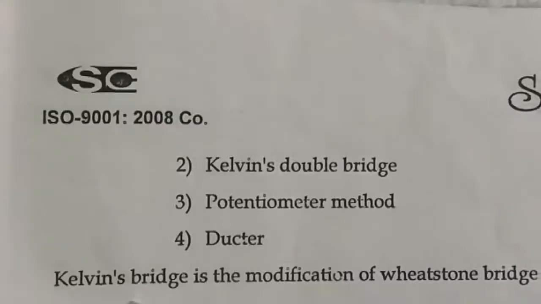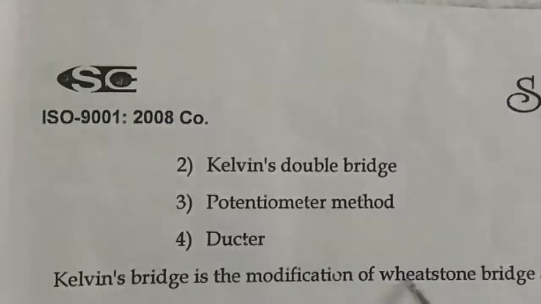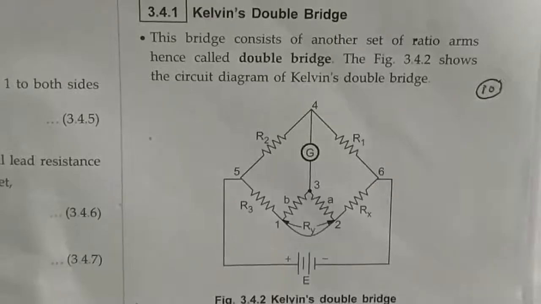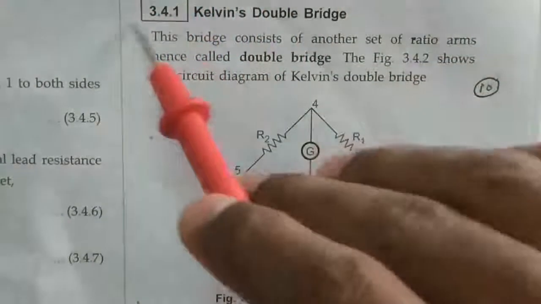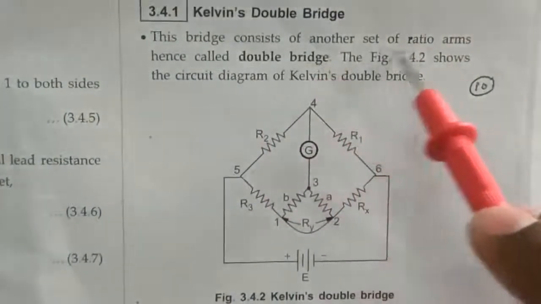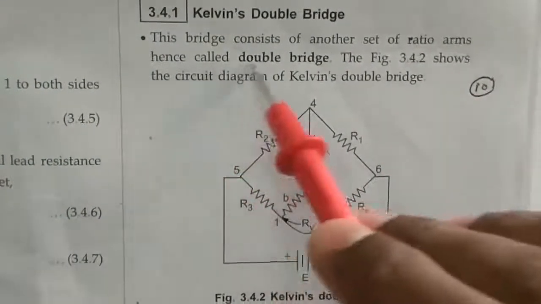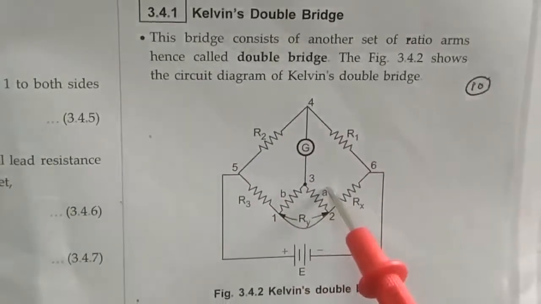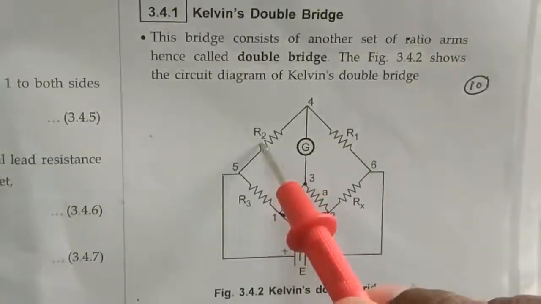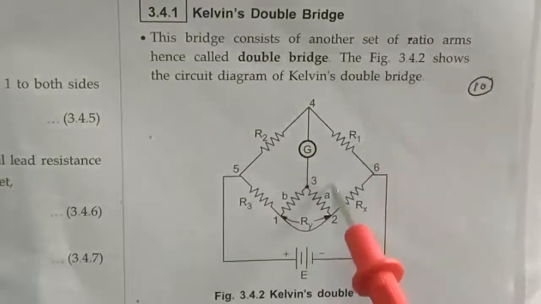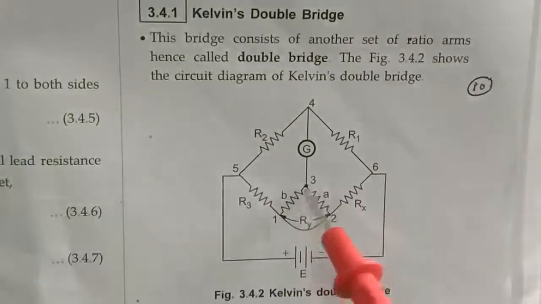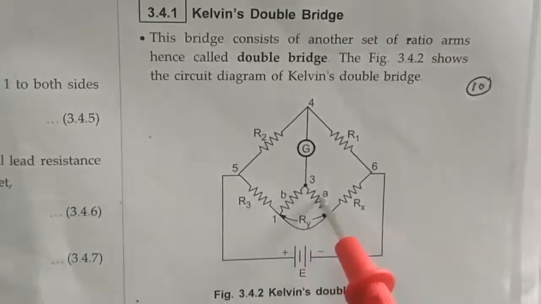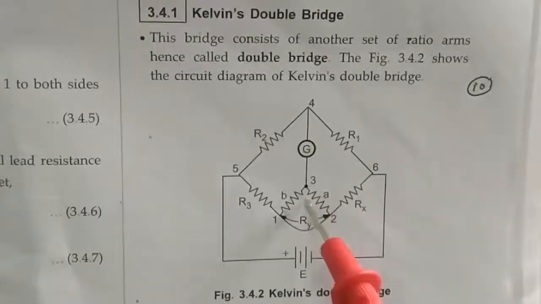The Kelvin bridge method is a modification of the Wheatstone bridge. In this bridge there is another set of ratio arms, hence it is called the double bridge. This is ratio arm B and this is ratio arm A. In the Wheatstone bridge we have seen two ratio arms, R2 and R1. But in the Kelvin double bridge we see another set of ratio arms, B and A, as shown in this circuit diagram.